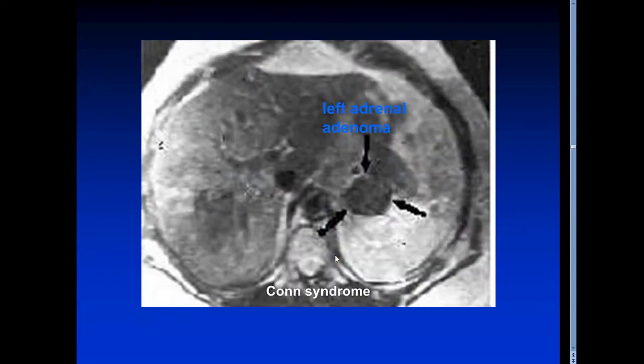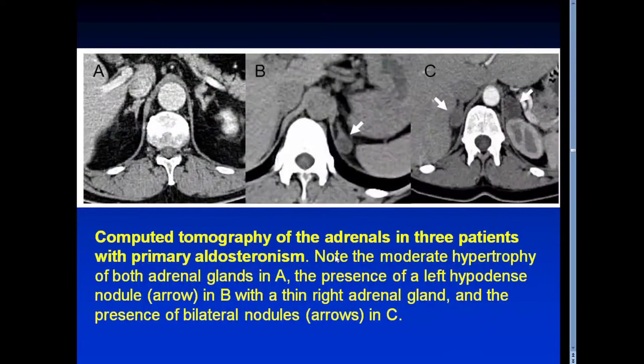This is Conn's syndrome, left adrenal adenoma. Computed tomography of the adrenals in 3 patients with primary aldosteronism. Note the moderate hypertrophy of both adrenal glands. In case A, presence of the left hypodense nodular lesion. In B, with a thin right adrenal gland, and the presence of bilateral nodular lesions in C.